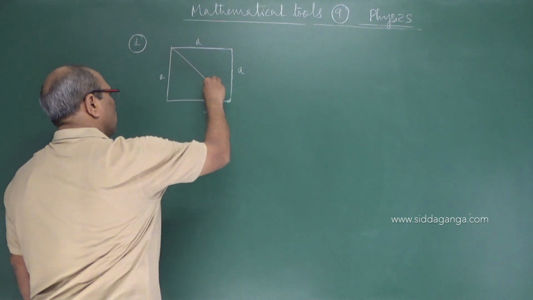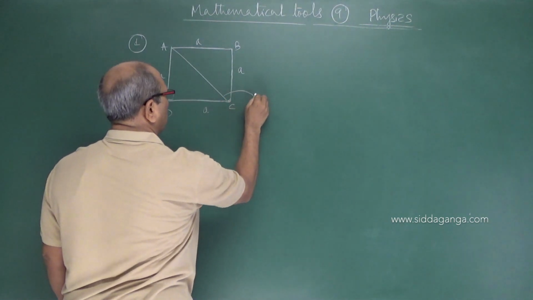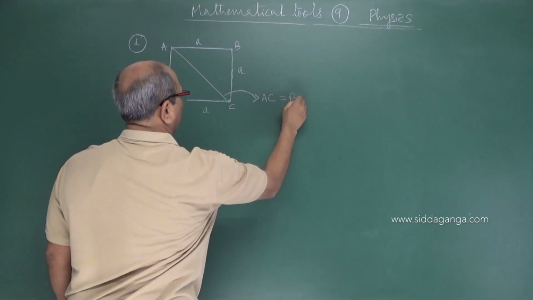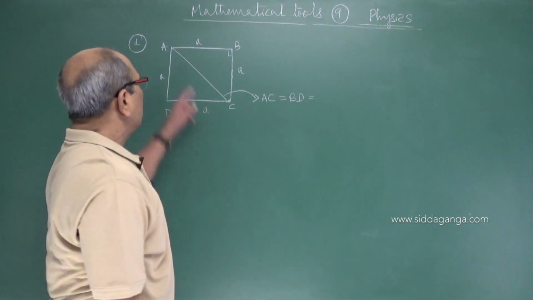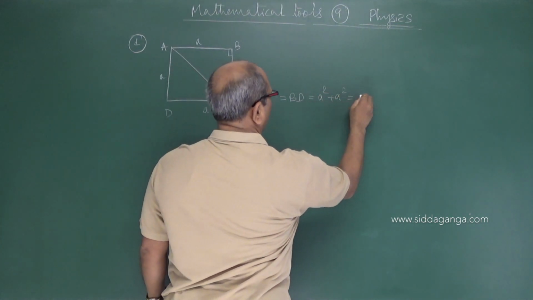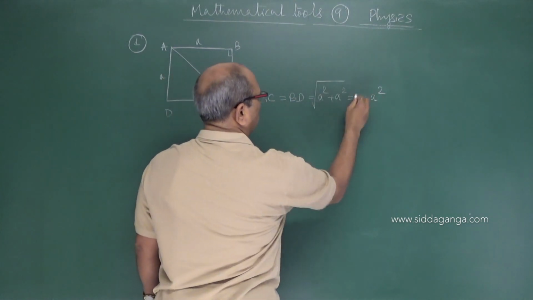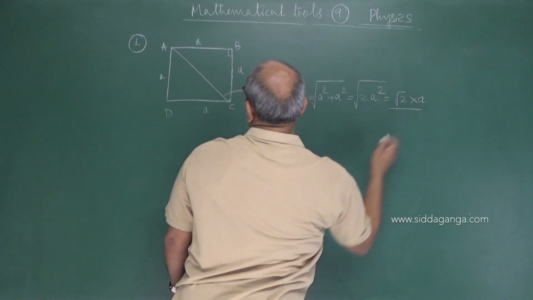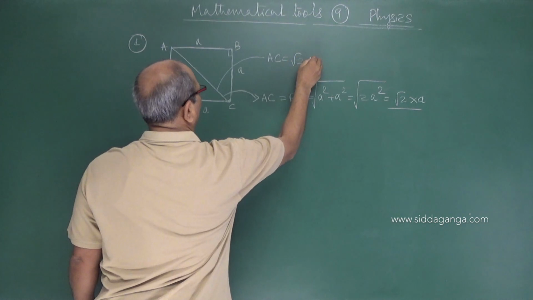If you want the diagonal length, if I name the square A, B, C, D, this diagonal is AC, or it may be BD. Use the Pythagoras theorem, this is 90 degrees. A square plus A square gives you 2A square. But you want AC or BD, so the square root of this gives root 2 into A. That means the diagonal AC can be written as root 2 A.